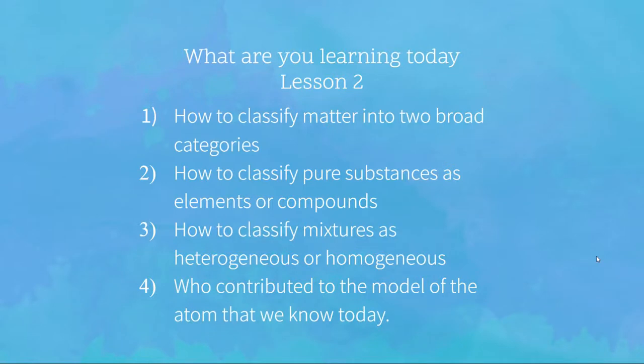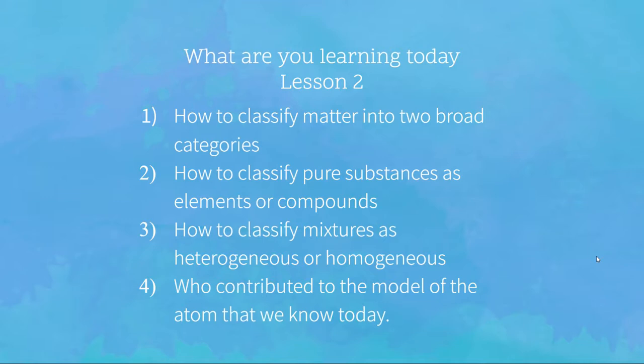So what are we learning today? Today you're learning about classification of matter. So classifying matter into two very broad categories, known as pure substances and mixtures. And then from there, we're going to take our pure substances and classify them into elements and compounds. We're going to classify our mixtures as heterogeneous or homogeneous. Then we're going to practice. We're then going to look at who contributed to the model of the atom that we know today.